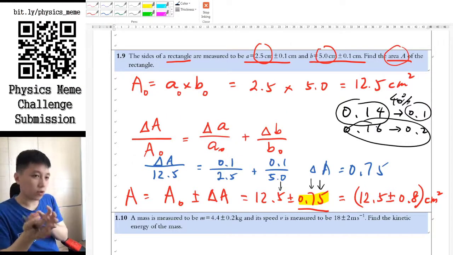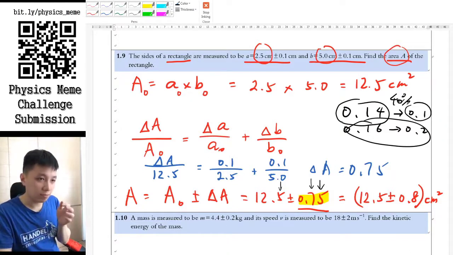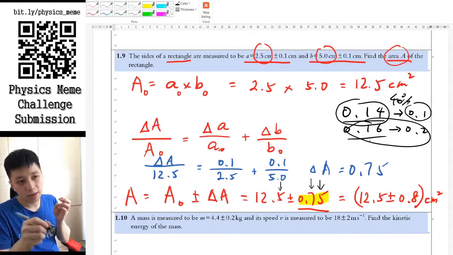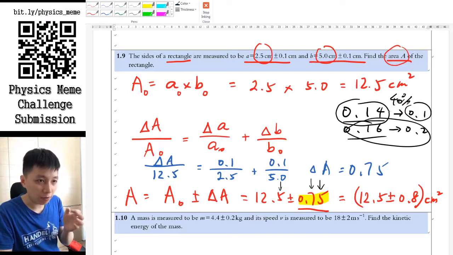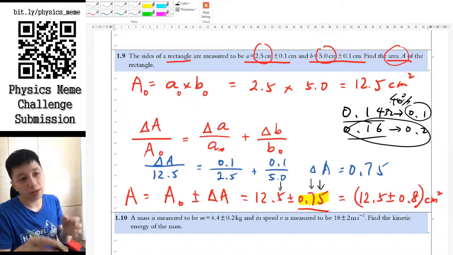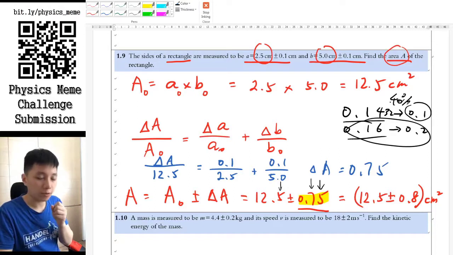Therefore it is negotiable that we can keep this number as it is, with 2 sig fig. Of course, if you have 3 sig fig and 4 sig fig, let's say 0.14 or 3.2 etc., we'll still do 2 sig fig at most. But most of the time we'll do 1 sig fig only for the absolute uncertainty.